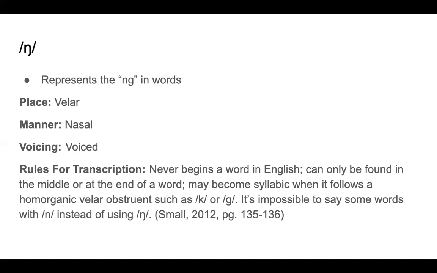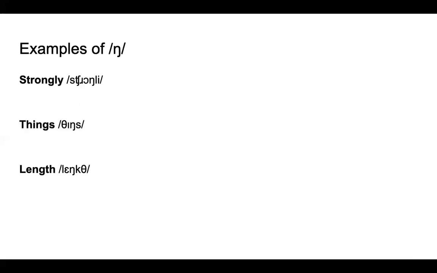And also, something to note is that it is impossible to say or transcribe words using the regular N instead of the correct fancy N that represents the NG. And out of the three, it is the most posterior. So between the back of the tongue and the anterior portion of the velum, and sometimes the posterior portion of the hard palate. Some examples of this N are strongly, fangs, length, and then the transcription is to the right.